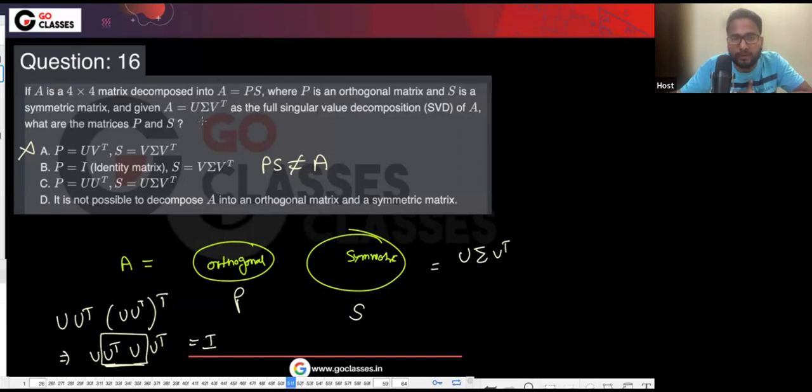U is a square matrix here, right? Yes. Since it is 4 cross 4, U is a square matrix. If it is a square matrix, then U into U transpose itself is identity. If it is not a square matrix, then U transpose into U is identity, but U into U transpose need not be.